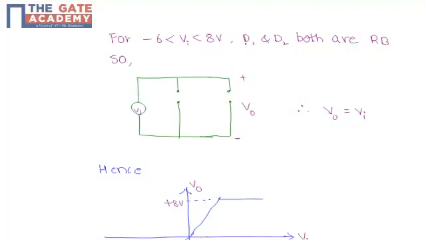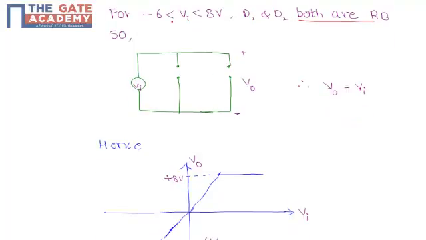For this condition, D1 and D2 are both reverse biased. For this condition, both diodes are open circuited. Therefore, V0 is equal to Vi. Hence, we will draw the characteristics as Vi versus V0.